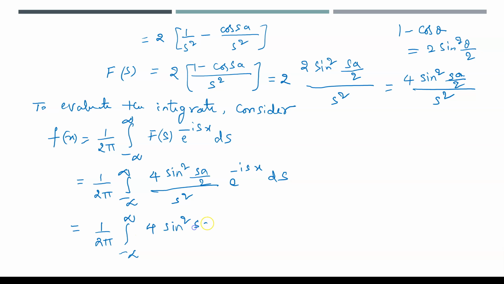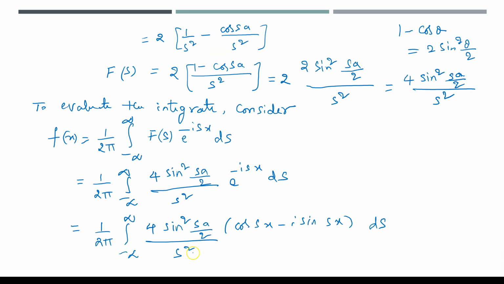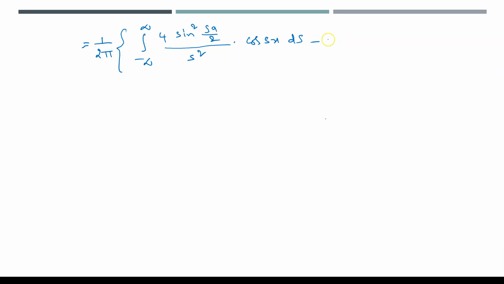So here 4 sin square(sa/2) by s square times e^(-isx) can be written as cos sx minus i sin sx, ds. So again we can write it as 1 by 2 pi integral from minus infinity to infinity of 4 sin square(sa/2) upon s square into cos sx ds, minus i into integral from minus infinity to infinity of 4 sin square(sa/2) upon s square into sin sx ds, because first we applied this integral to the first term, the product of the sine square and cos sx. Now this one is odd function, this one is even function.